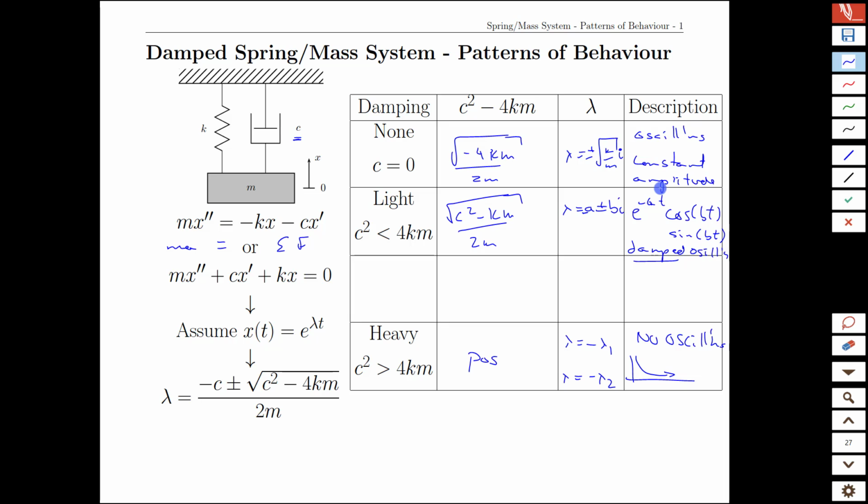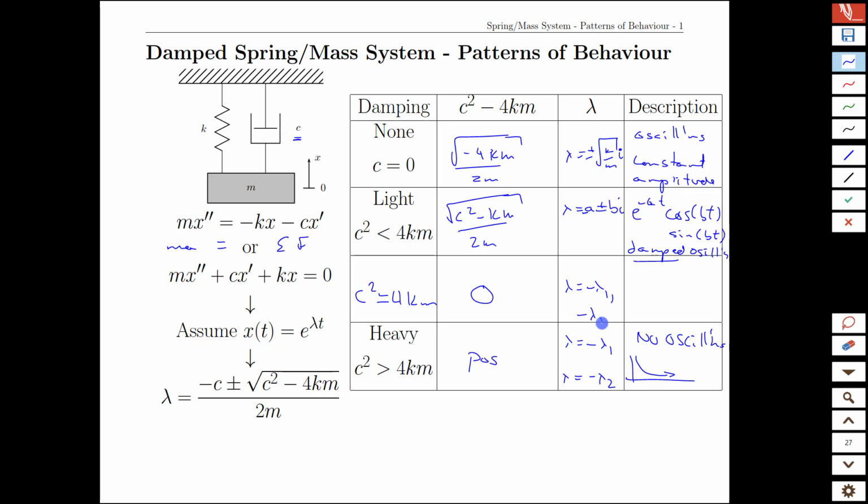Now, you'll notice there's one value left off in the middle, and that is this one here. What happens at the transition? Here we have c squared less than 4km. Here it's c squared greater than, well, of course, there's going to be a transition when those two things are actually equal to one another. What happens there is we get a 0 value for everything under the square root, which means we get lambda equal to the same thing twice.